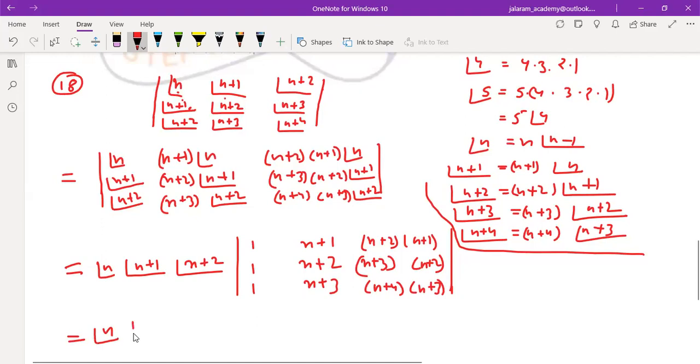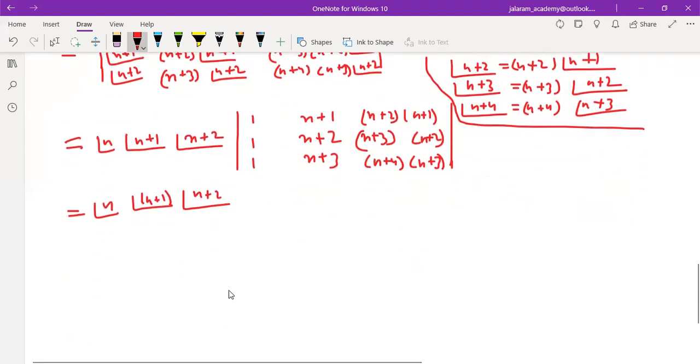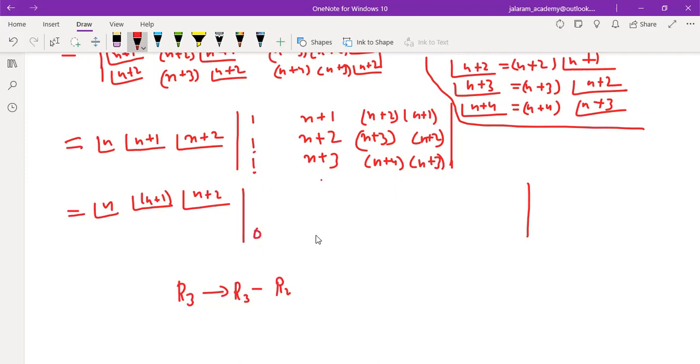So we can easily bring the zeros if we operate R1 as R1 minus R2, or observe it, R3 has the larger element. So if we operate R3 as R3 minus R2, the first element of R3 minus the first element of R2 is 0. N plus 3 minus n plus 2, n cancels out, 3 minus 2, 1. And when we subtract n plus 4 into n plus 3 minus n plus 3 into n plus 2, n plus 3 is common between them into n plus 4 minus n minus 2, so it is 2 only.